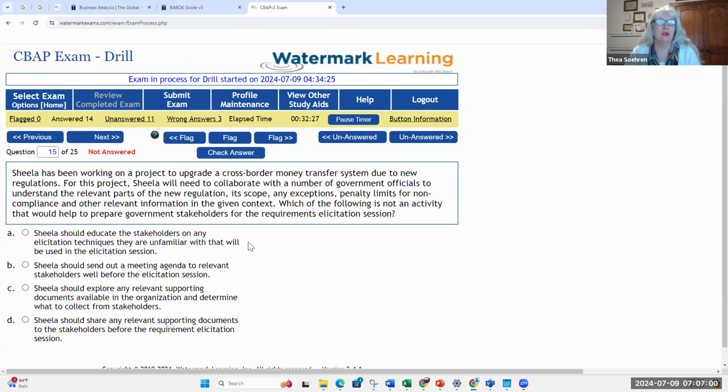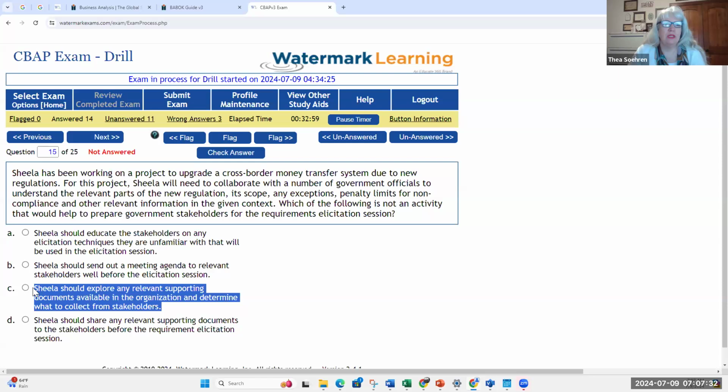Sheila should educate the stakeholders on any elicitation techniques they are unfamiliar with that will be used in the elicitation session. Sheila should send out a meeting agenda to relevant stakeholders well before the elicitation session. Sheila should explore any relevant supporting documents available in the organization and determine what to collect from stakeholders, or Sheila should share any relevant supporting documents to the stakeholders before the requirement elicitation session. I want to note that this one does not give anything to those stakeholders. So I don't think it's going to help prepare them for this session. Do y'all agree?